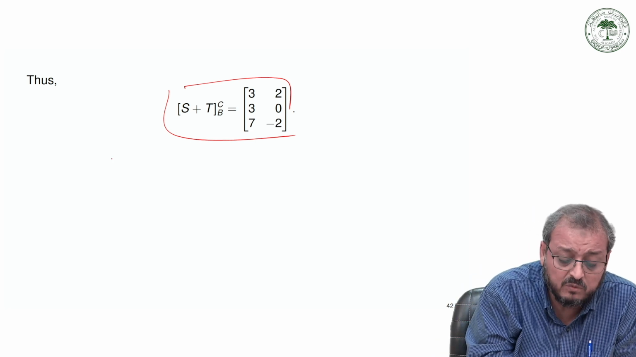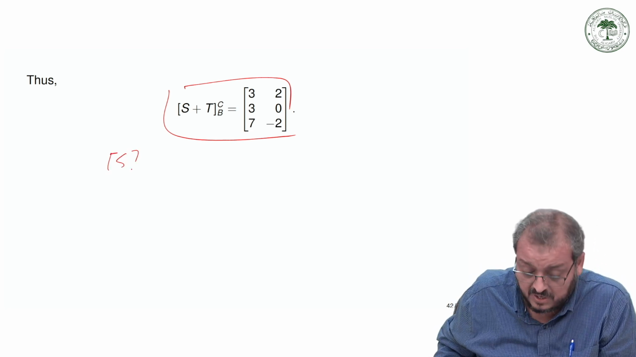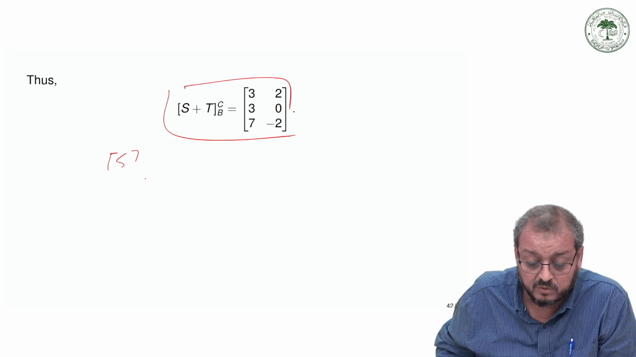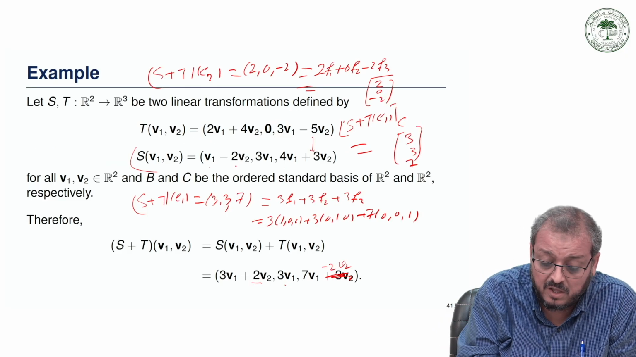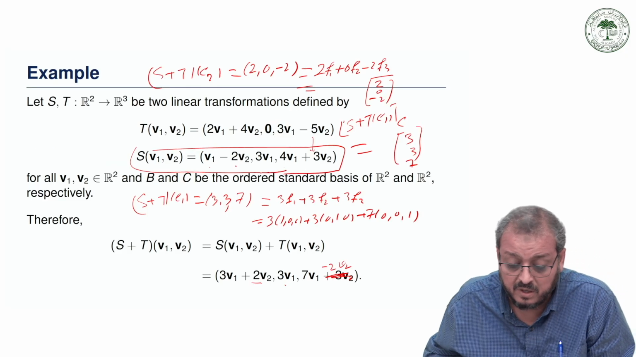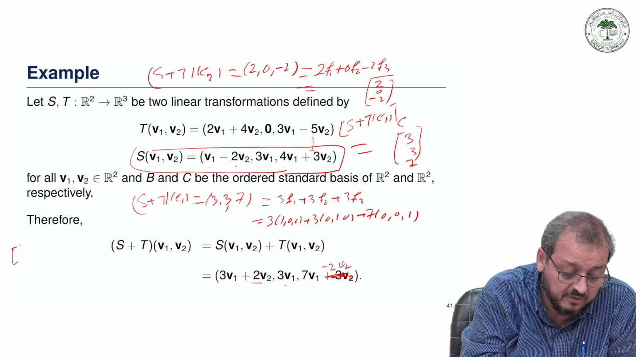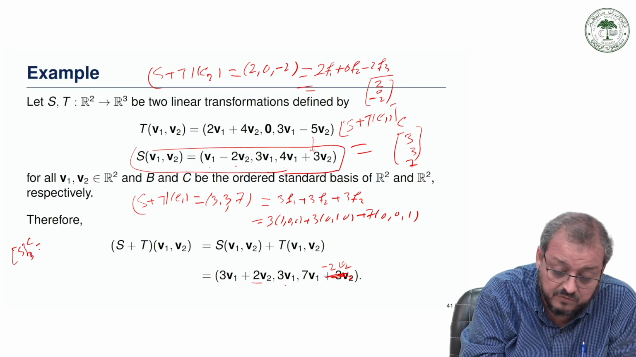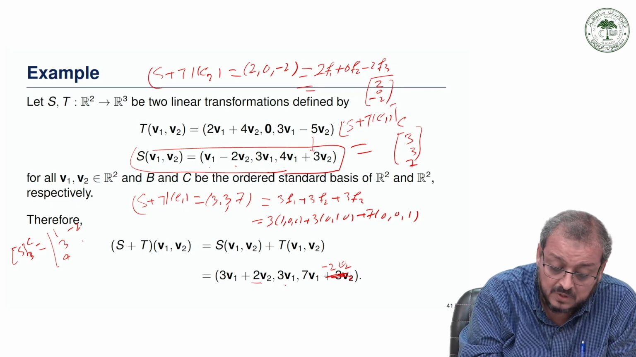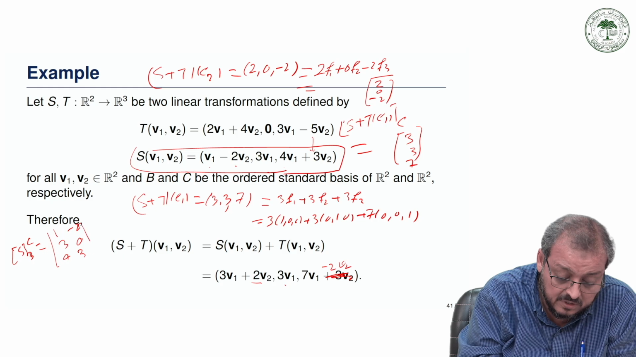Now separately we calculate S. Corresponding to the bases B and C, the matrix of S has the first column (1, 3, 4) and then (-2, 0, 3).